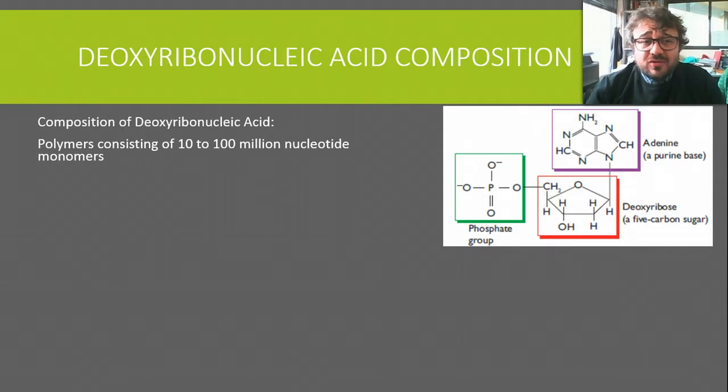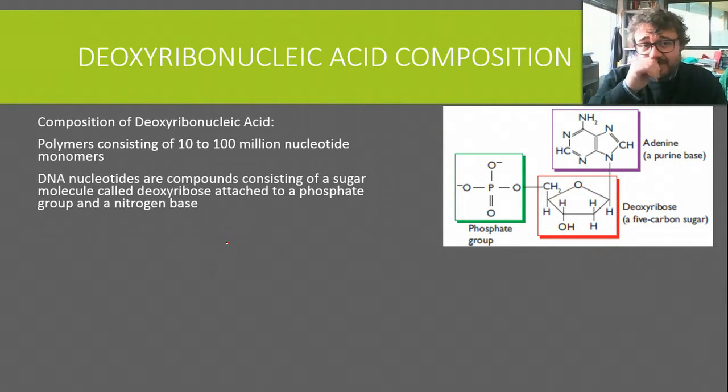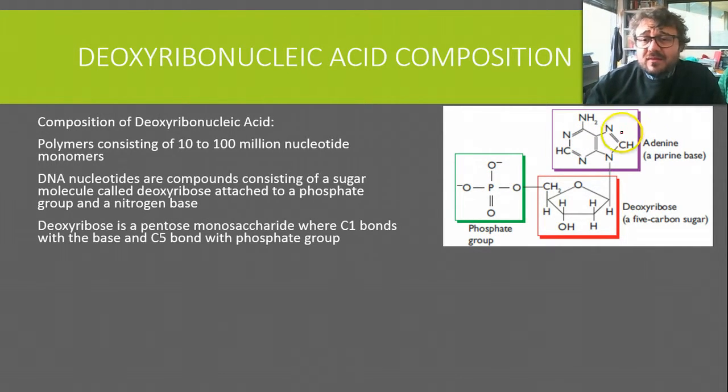It is a macromolecule, so it's a polymer that can be anywhere from 10 to 100 million monomers long, and the monomer is called a nucleotide, and this is our nucleotide here, and you'll see that the nucleotide has three structural components. So they have a sugar, which is a deoxy, so it means it's had an oxygen taken away. A deoxyribose, which is a pentose sugar, so a 5-carbon, which is attached to a phosphate group and a nitrogenous base. Now the C1 attaches to the base up here, and the C5 attaches to the phosphate group.